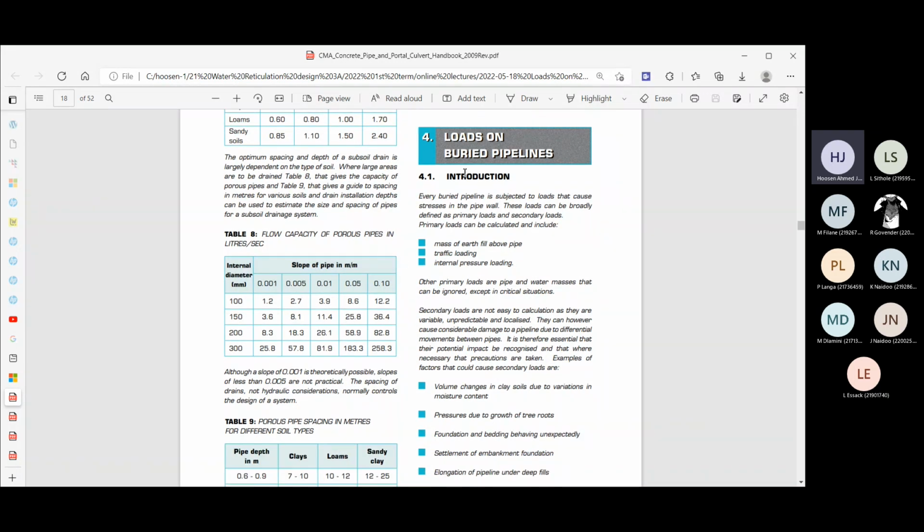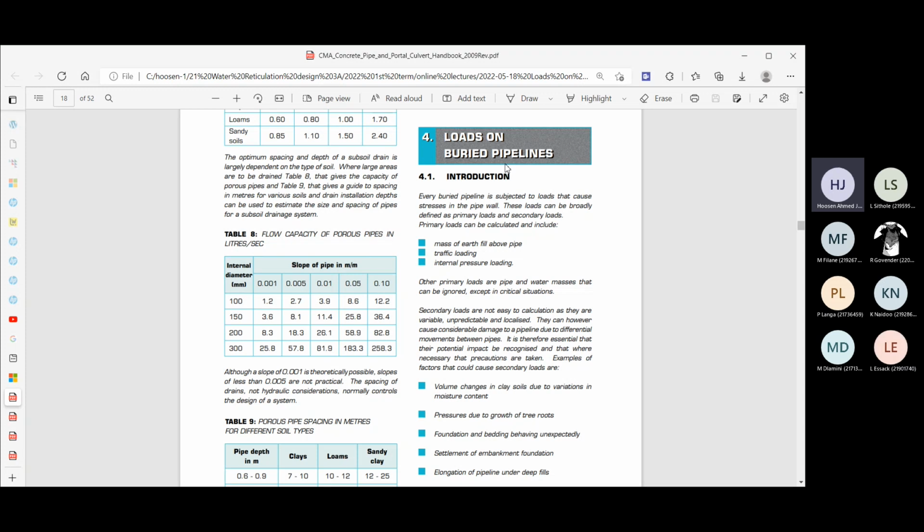So what are the loads on a buried pipeline? Now you notice the term there, buried pipelines. If you're applying a load directly onto a pipeline that is not buried, then you know what load you're applying to the pipeline. But if the pipeline is buried and you now apply a load on the surface somewhere, what is the load that's actually on the pipeline itself? That's what we're looking at in this particular section over here.